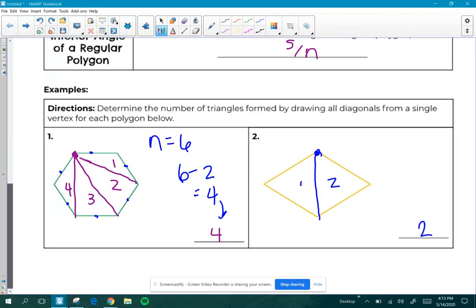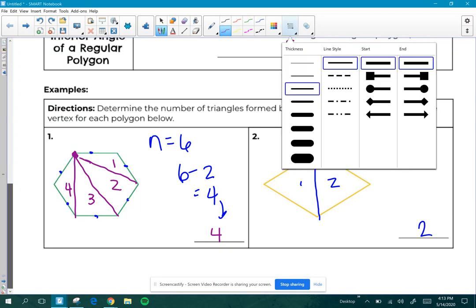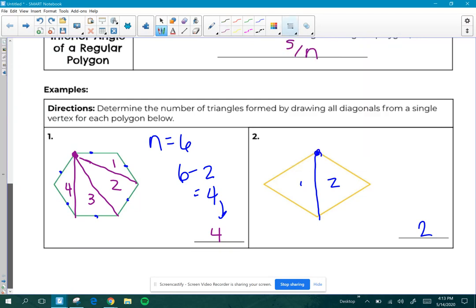And then, similarly, if I wanted to use that part of the formula, again, you don't have to do both. Just pick whichever one feels the best for you. It's 1, 2, 3, 4. So my n is 4. If I subtract 2 from my number of sides, that gives me the number of triangles, which is 2. So you don't have to do both, but pick one, whichever one you feel works best for you. And that's how you answered that question type.